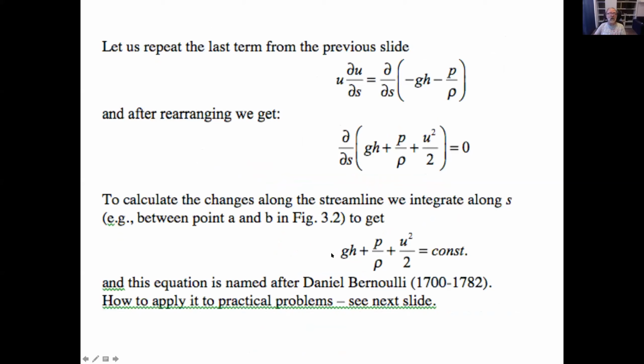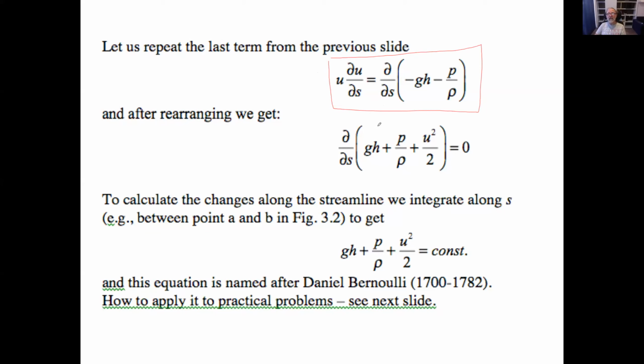Now, so I just repeat that. Okay, let me get the pen. I just repeated that. This is what all the believers believed. And then I just rearrange it. I put everything on one side. Okay, so I have actually plus gh. I move everything to the left-hand side.